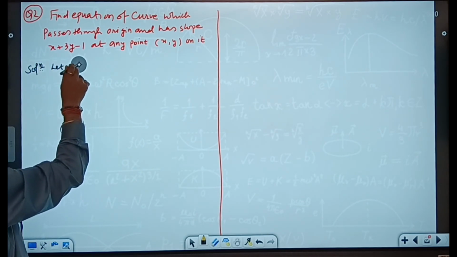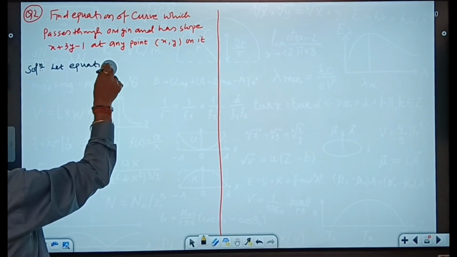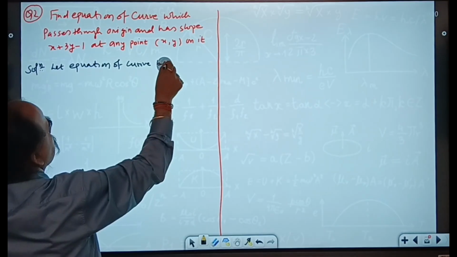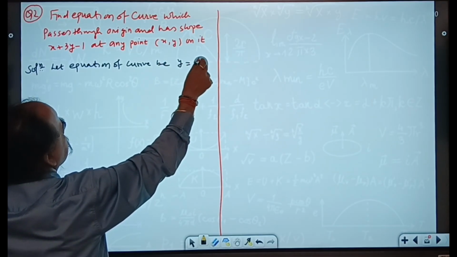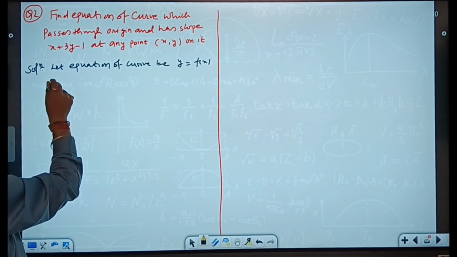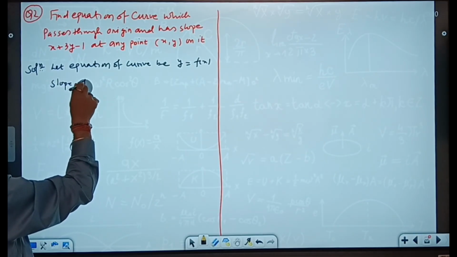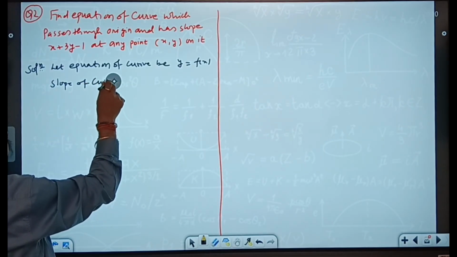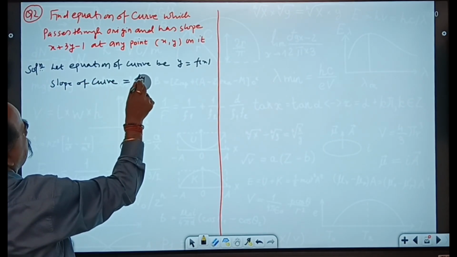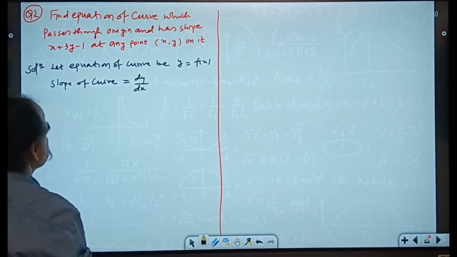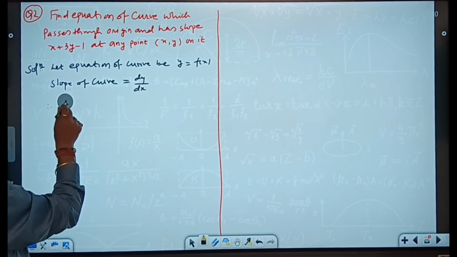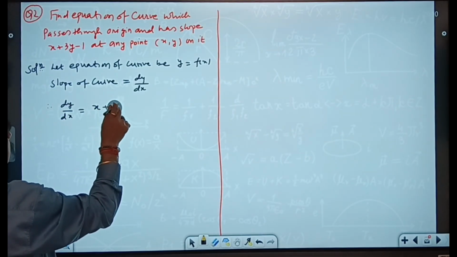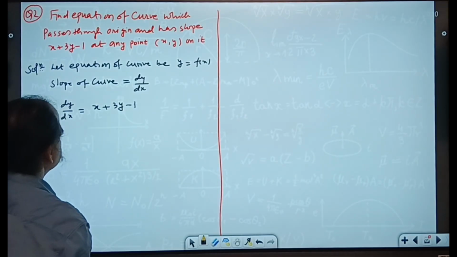Let the equation of curve be y is equal to f(x). Slope of curve, or you can say tangent, is equal to dy by dx. So dy by dx is what? x plus 3y minus 1.